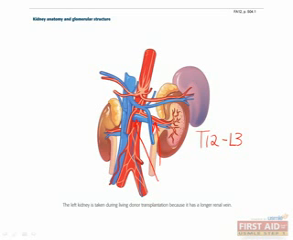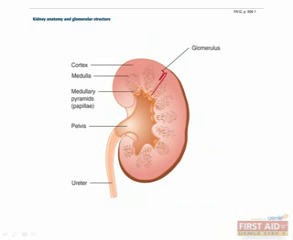One important point about the renal veins is that the left renal vein is longer than the right, and it also receives blood from the left gonad. On cross-section, the kidney is split into cortex, medulla, and collecting system. Each of these areas has a separate function, which we'll talk about later.